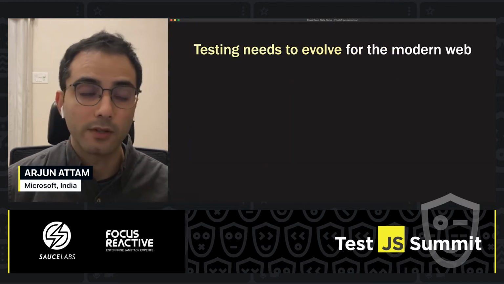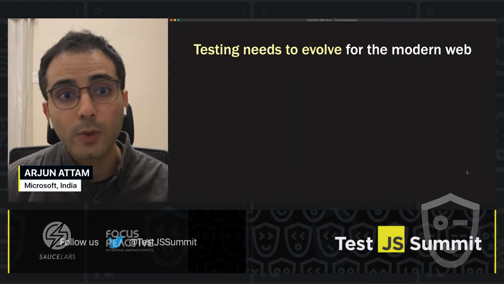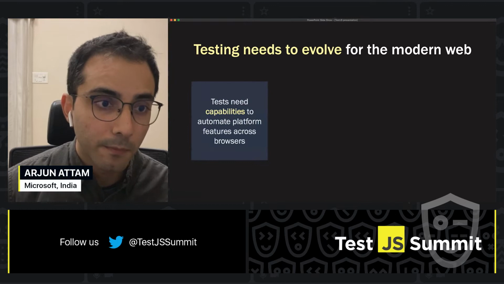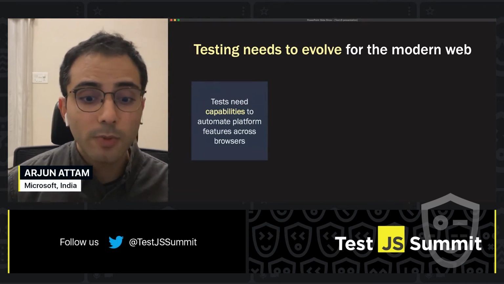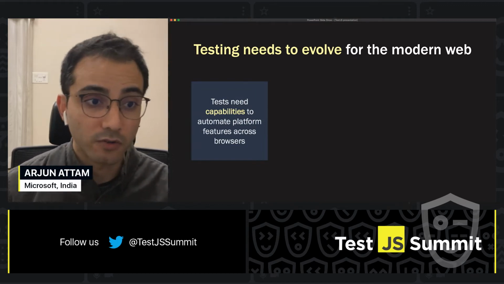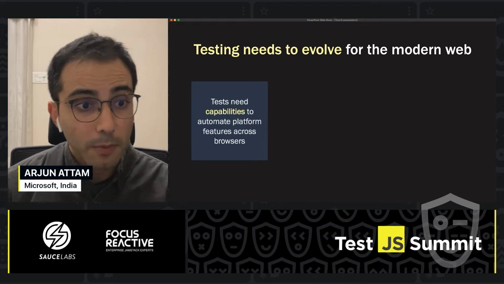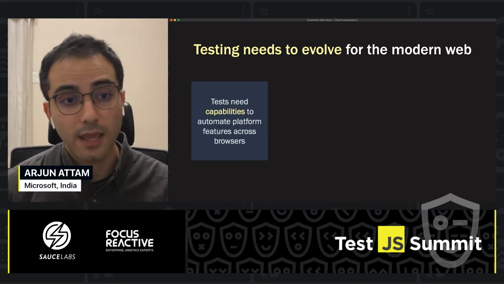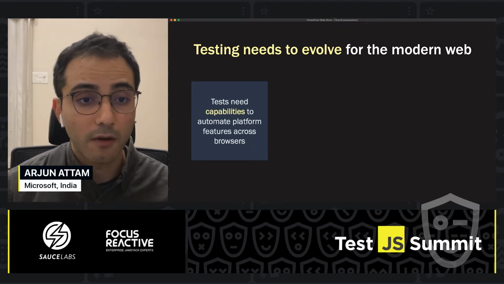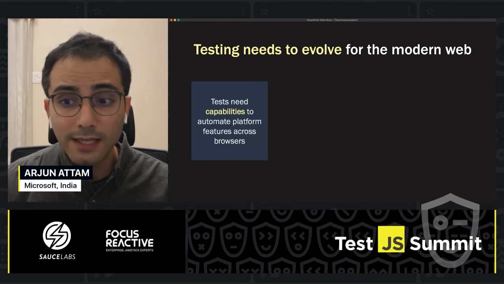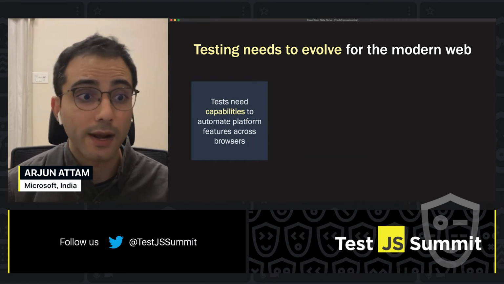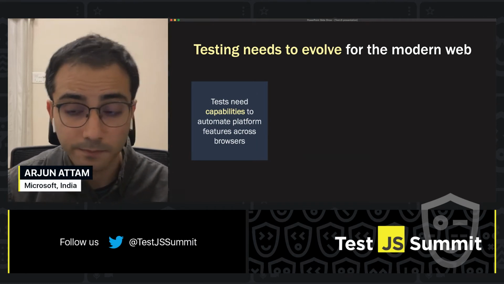Let's talk a little bit more about that. End-to-end testing needs to actually evolve for the changes that we talked about in the modern web. For example, tests need to be able to automate newer platform features that are showing up across browsers. These include capabilities that are available on desktop browsers, capabilities that are available on mobile browsers, and even capabilities that are being powered in smart TVs. Teams are actually struggling to be able to automate all parts of their application because their tests cannot actually cover all the capabilities that they're using.